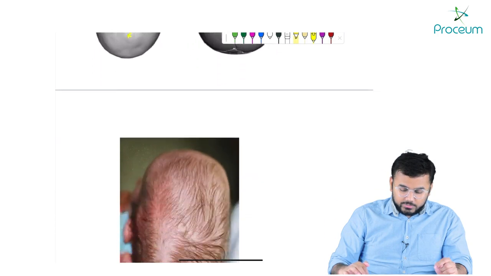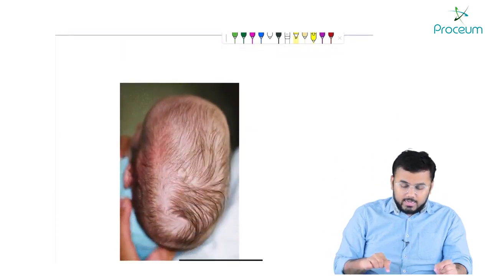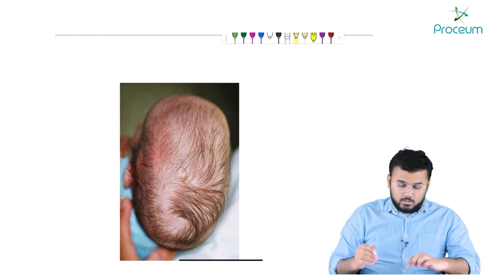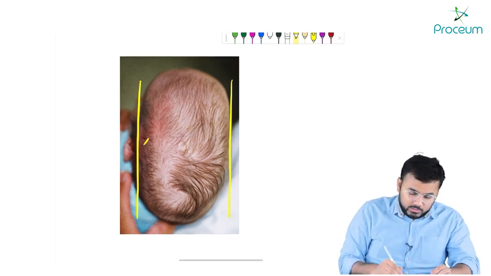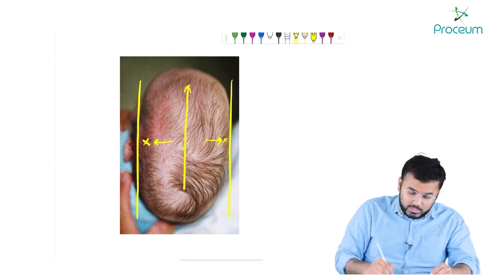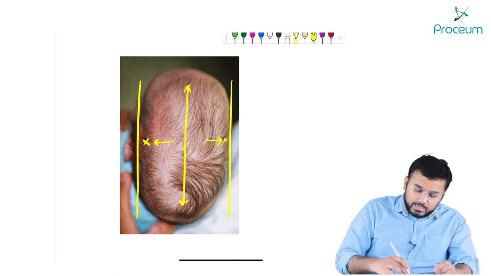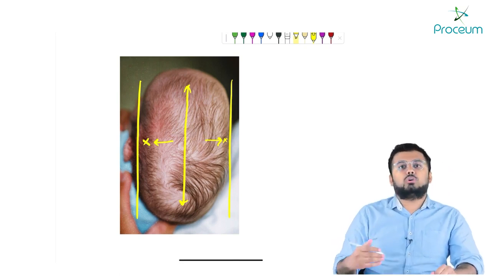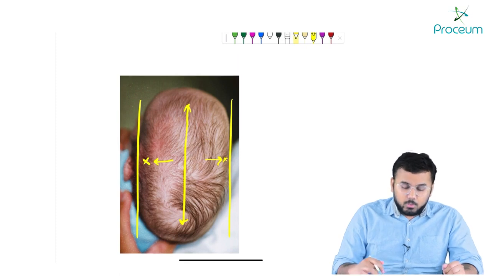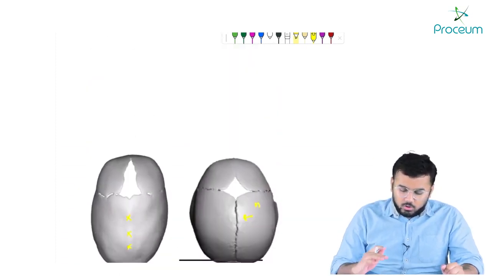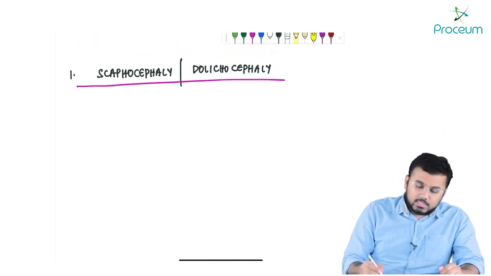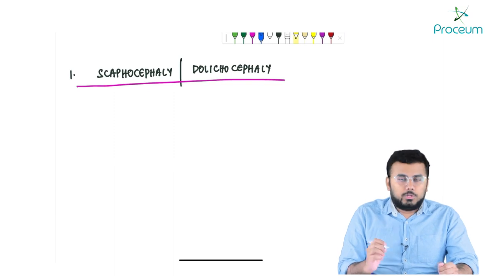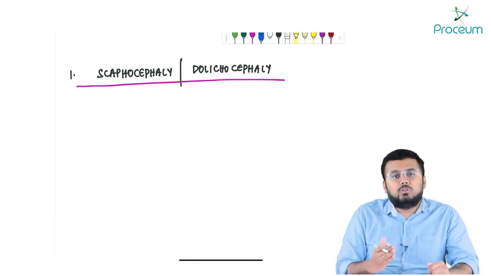When you look at the real child, this is how it looks. You can see very clearly that laterally there is no growth, but anteroposteriorly there is growth. This kind of skull is also called a boat shaped skull, right? I hope you understood whatever I've taught you. This kind of skull is called Scaphocephaly or Dolichocephaly, where the sagittal suture will fuse.